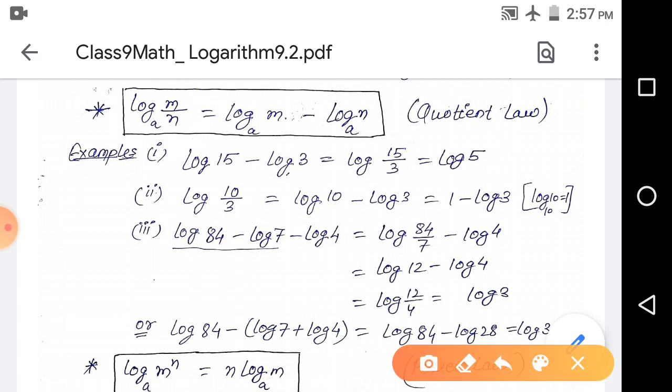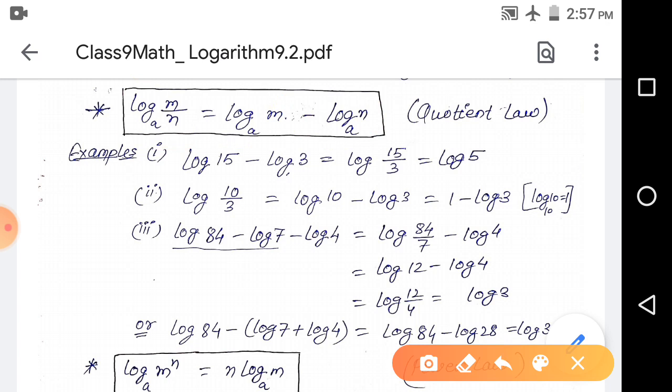So what is the formula? The slight change is that we replace the plus sign that we used in the product law with a minus sign for the quotient law. So if we have log base a of m by n, m divided by n, then we can write log base a m minus log base a n. So see the formulas we have used here.